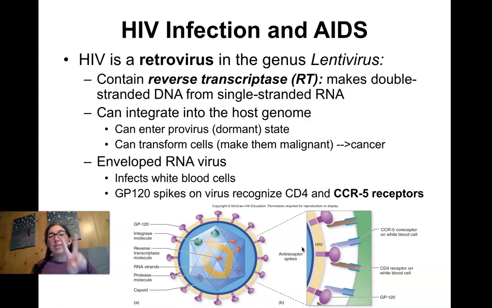So there are two receptors that this GP120 spike on HIV uses to recognize cells it wants to infect. For one, it recognizes the CD4 receptor. Remember, CD4 is found on T cells, T helper cells. So it's the T helper cells they really like to infect. And then the second receptor that it needs to bind to is something called the CCR5 receptor, which is a cytokine receptor that's found on a lot of white blood cells.